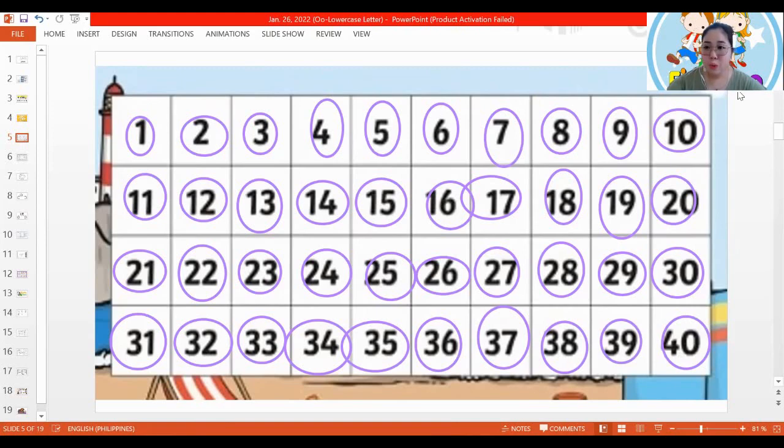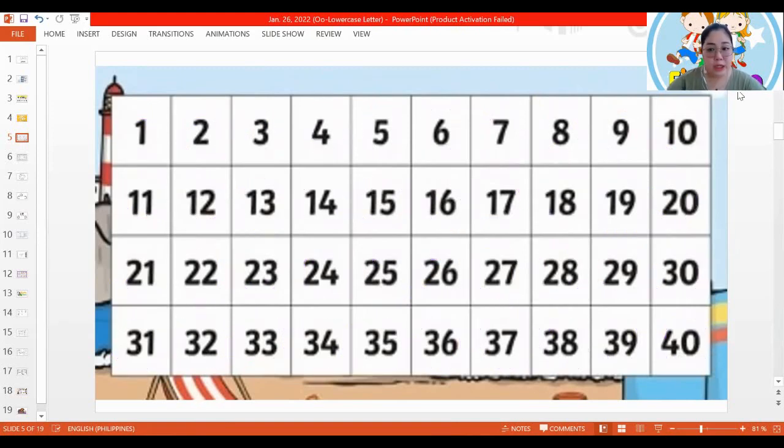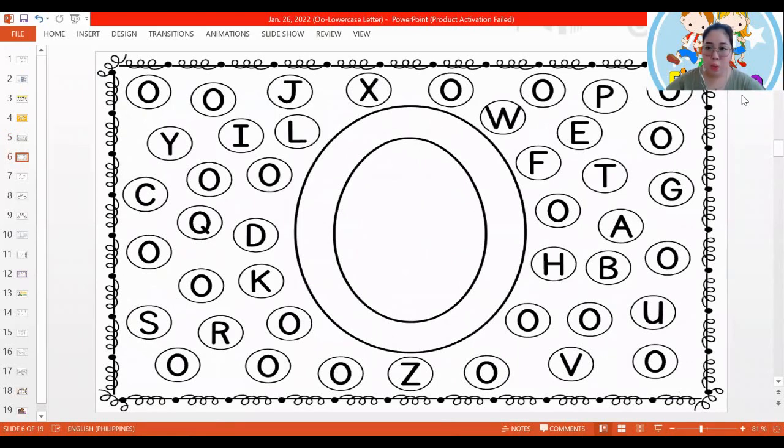Now let's review. We learned about the letter O. And is this the letter O? Yes, it is. It's a capital letter O. So we have letter O's here that are hiding. So how about we count and color them?